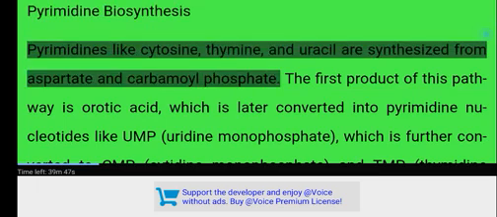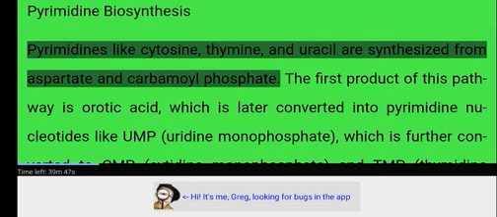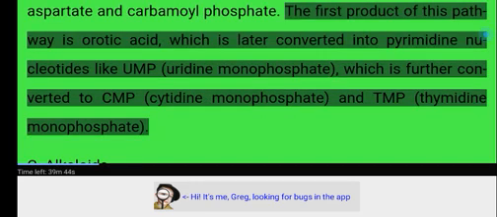Pyrimidine biosynthesis. Pyrimidines like cytosine, thymine, and uracil are synthesized from aspartate and carbamoyl phosphate. The first product of this pathway is orotic acid, which is later converted to pyrimidine nucleotides like uridine monophosphate, which is further converted to CMP, cytidine monophosphate, and TMP, thymidine monophosphate.